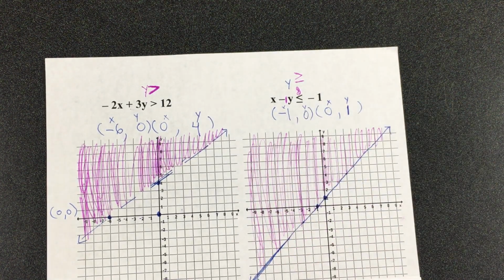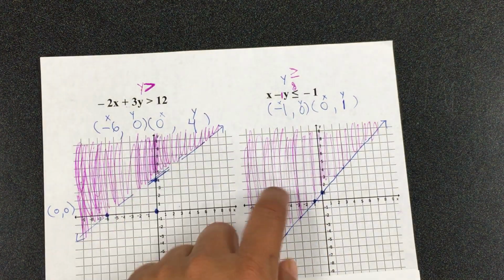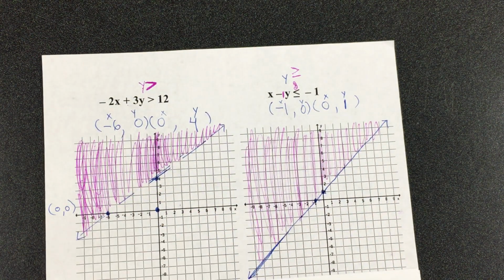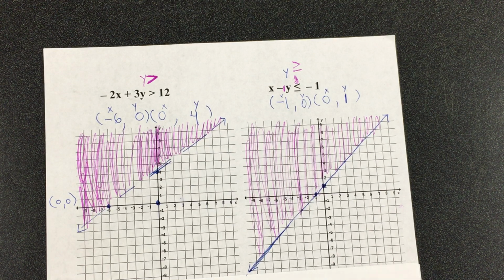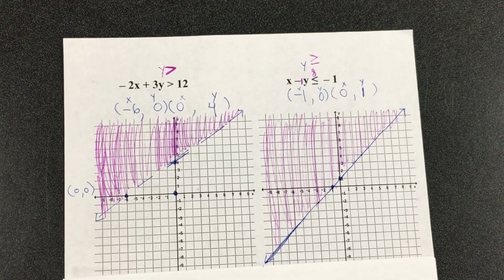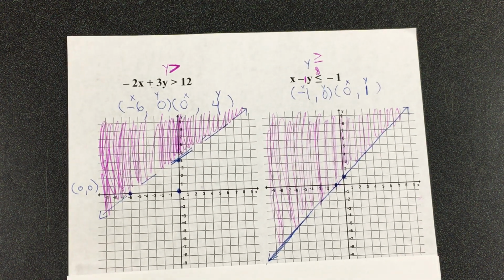If you're still confused with the shading or the broken and solid line, make sure you come and talk to me. So now you are able to do 3.6 and have fun.